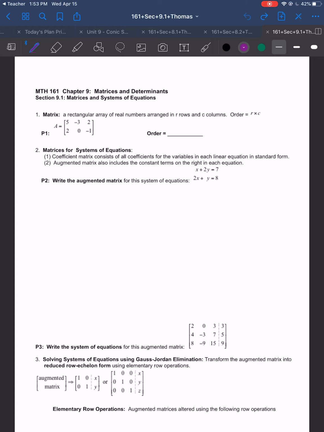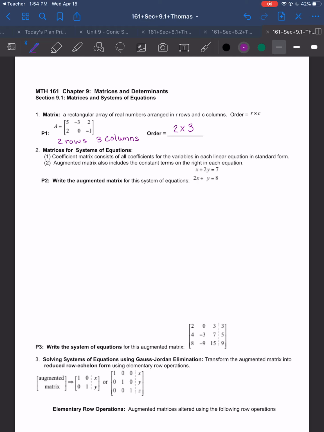So on this one, there are 3 columns and 2 rows. And then it's row by column, so it's a 2 by 3 matrix. And that's all you need to know how to do for order.